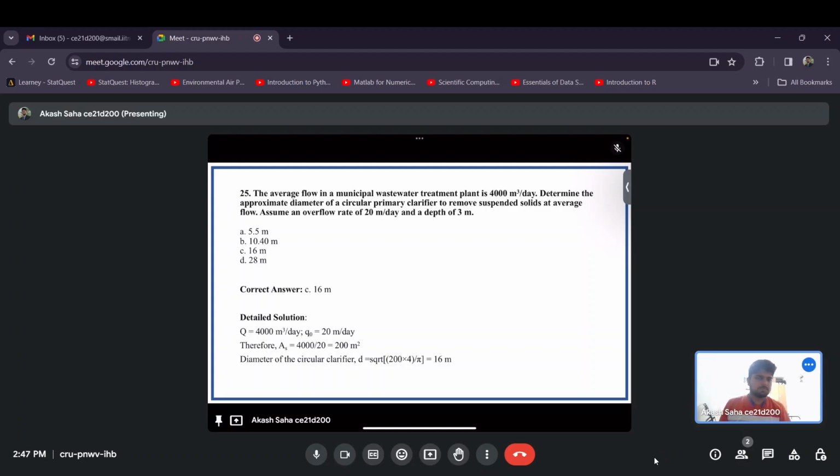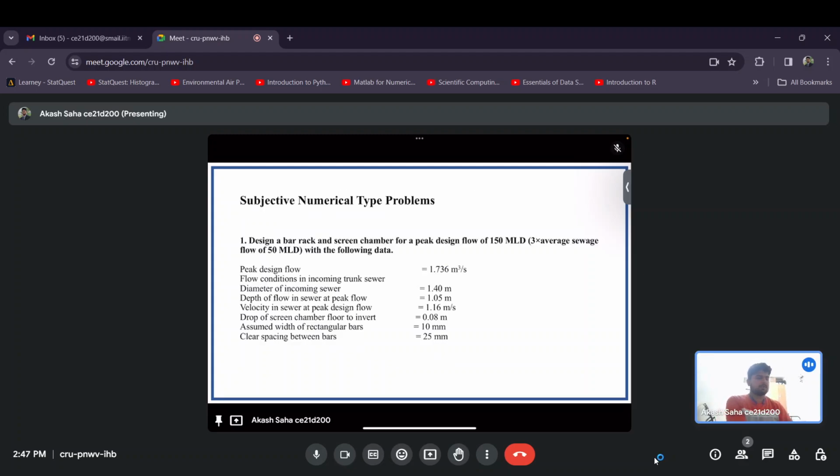So let's see. It's a subjective type problem. So we have to design a screen chamber. So it says design a bar rack and a screen chamber for a peak design flow of 150 MLD. So it is talking about a design for a peak flow where the average flow is 50 MLD. So 3 is the peak factor.